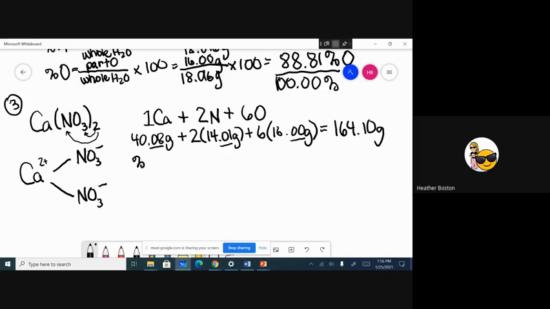Now let's do the percent composition. The part that's calcium over the entire molecule times 100. And when you plug that into your calculator, you're going to get 24.24% rounded to 4 sig figs.